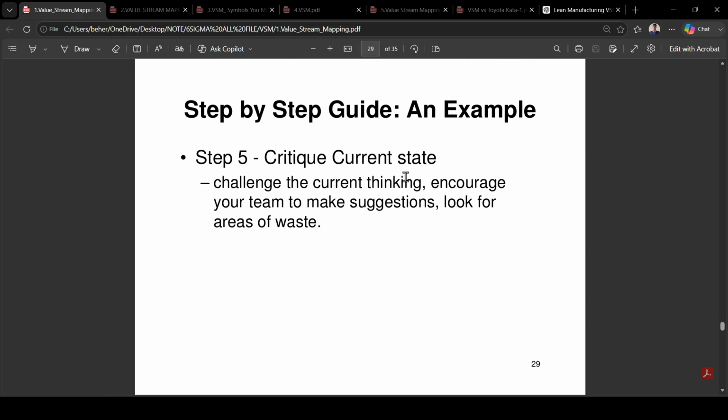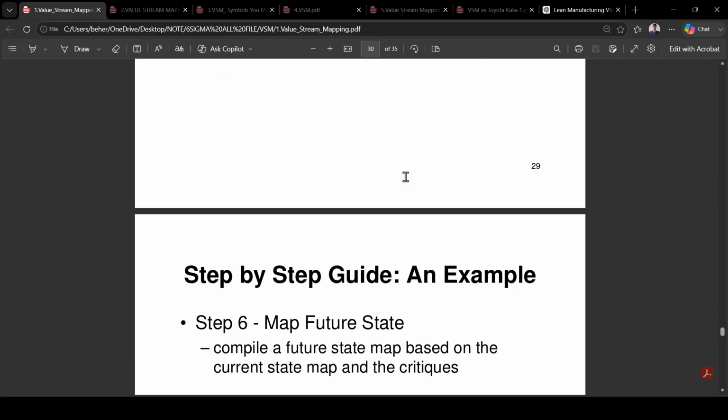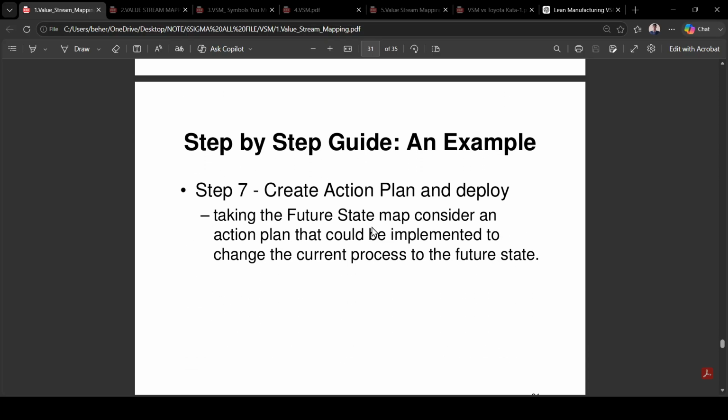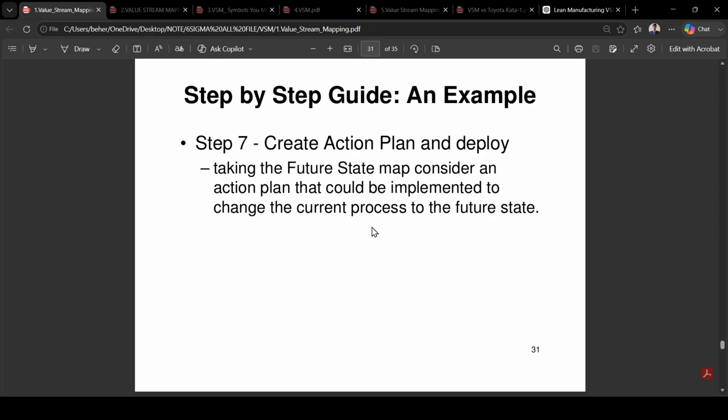Then step 5, critique the current state. You challenge the current thinking, encourage your team to make suggestions, and look for areas of waste. Then map the future. Complete the future state map based on the current state map. Then create an action plan and deploy.